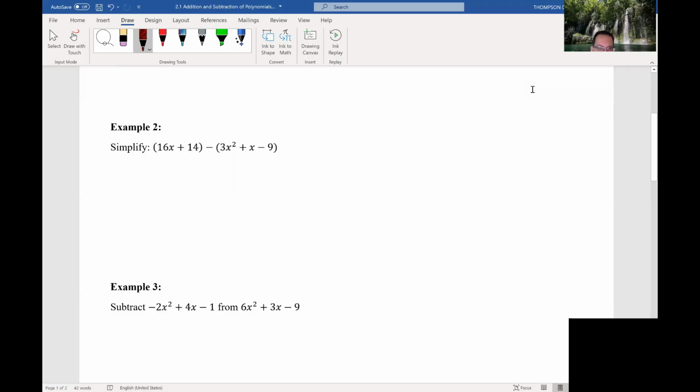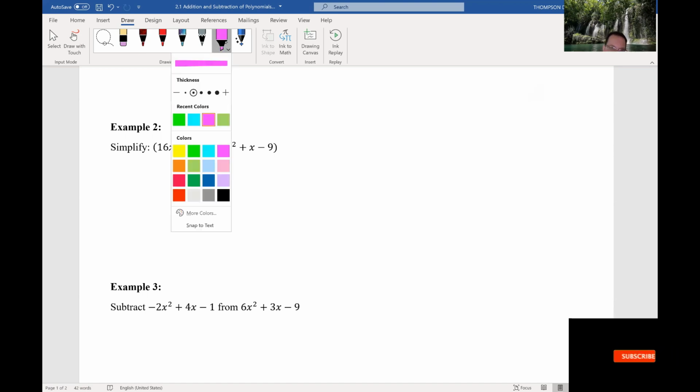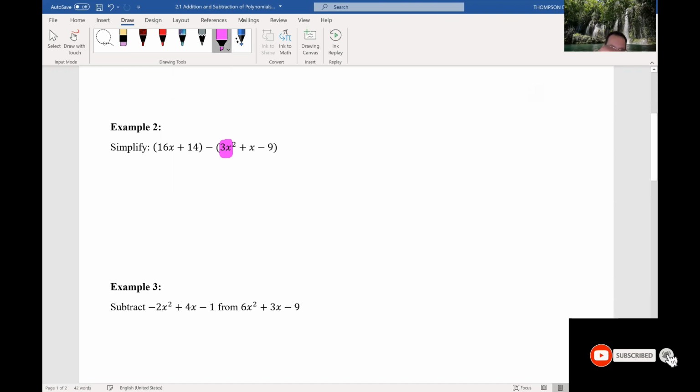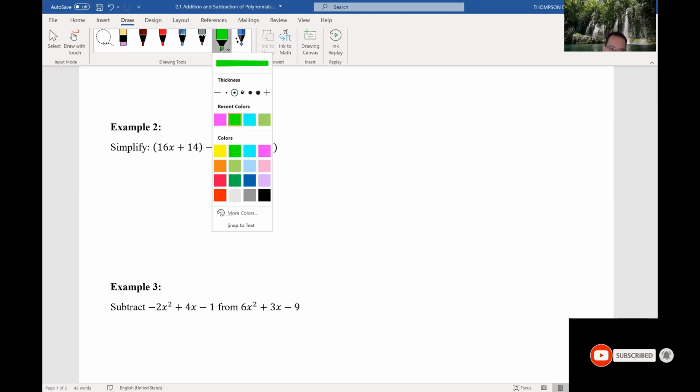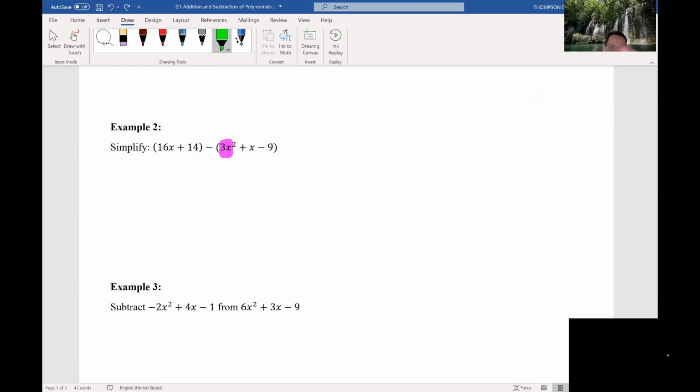Example 2, simplify 16x plus 14 minus 3x squared plus x minus 9. So we'll highlight our x squared terms in pink. We'll highlight our x terms in blue, or sorry, green. And we'll do our constants in that blue. And we'll circle our operation. So this time we're subtracting.